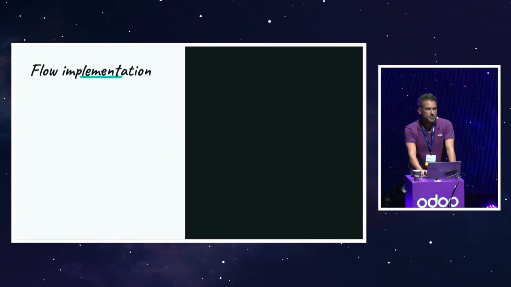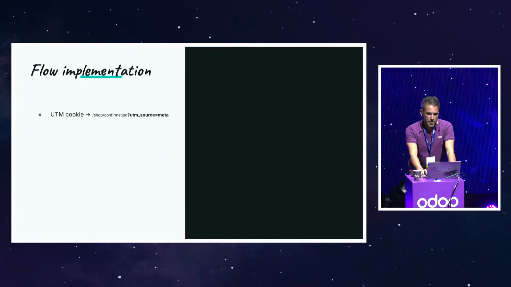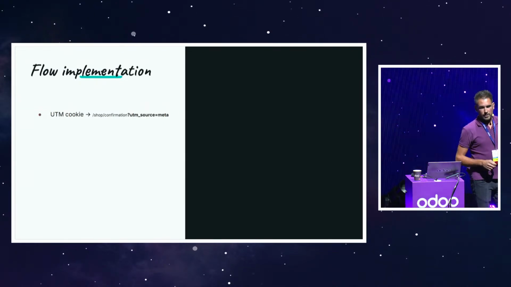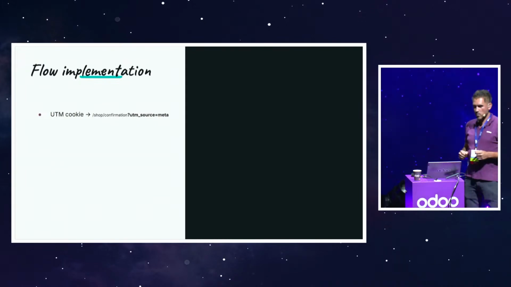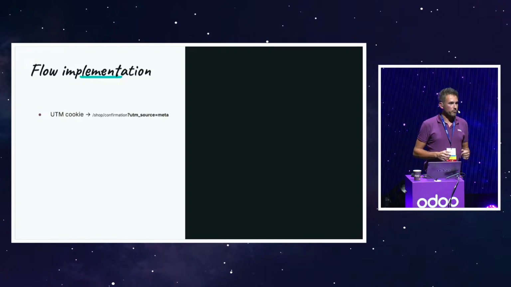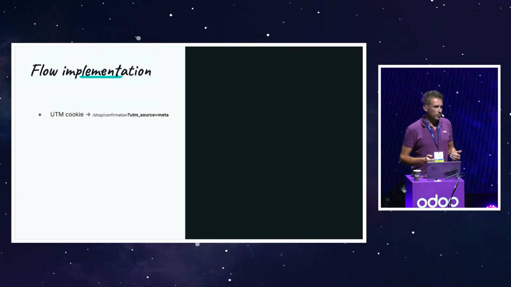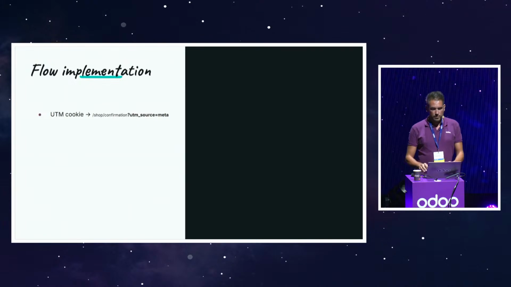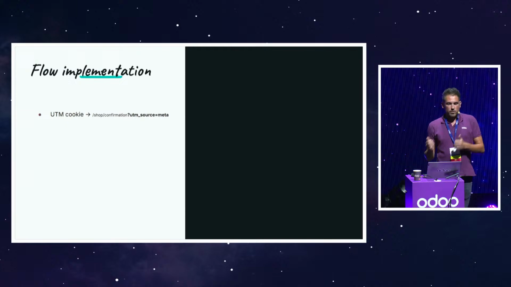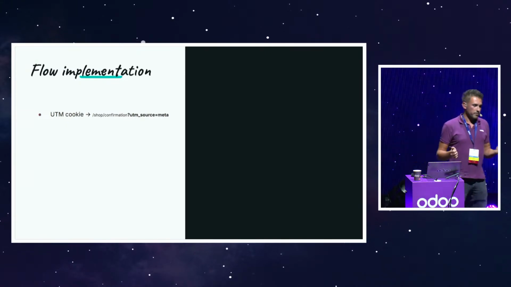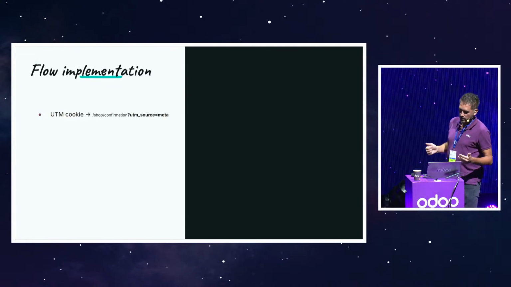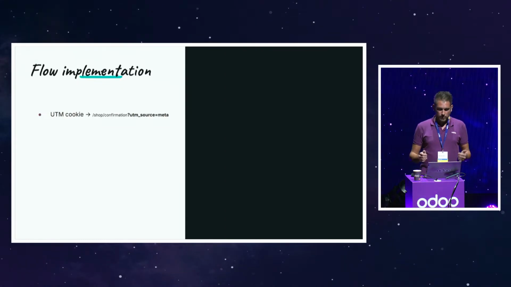The flow implementation is quite easy. I don't know if some of you have noticed, but when I clicked on the Facebook ad, the link was parametered. So I have a UTM source with Meta in order to identify from where the visitor is coming. This UTM cookie doesn't store any privacy-related data or doesn't communicate with a third-party app. So this is not a cookie for which we need the consent.